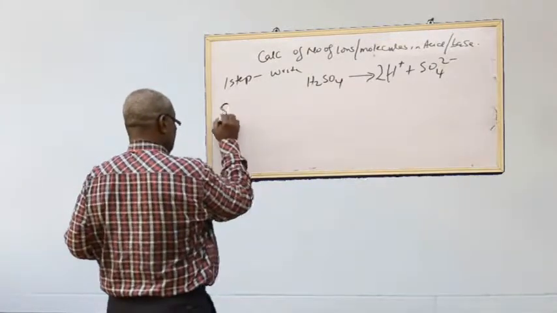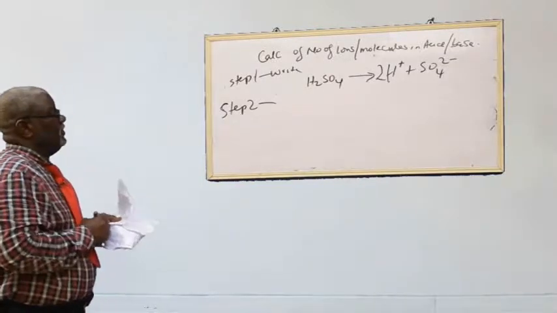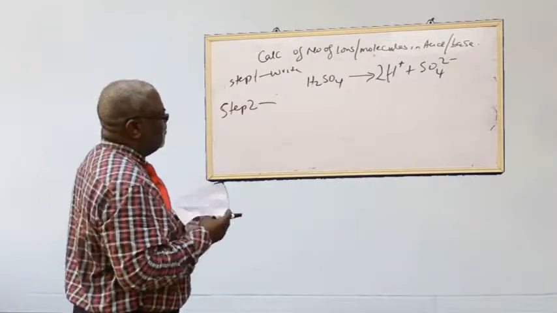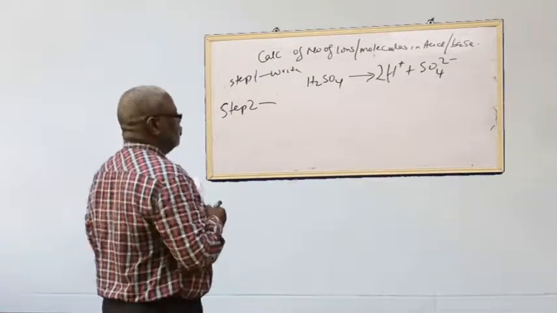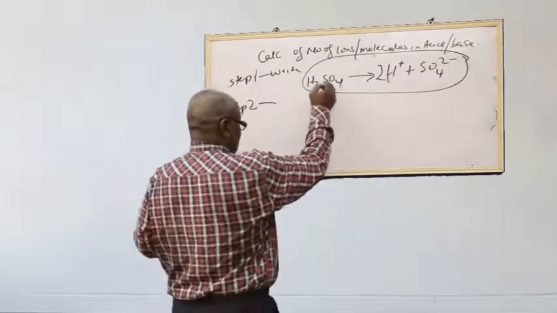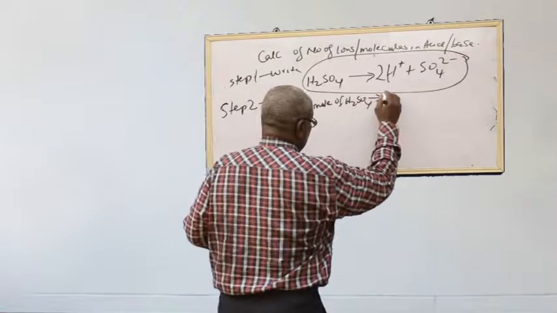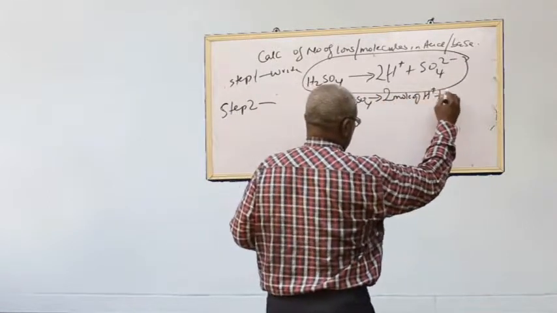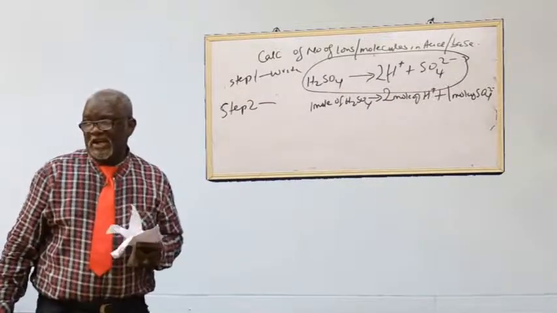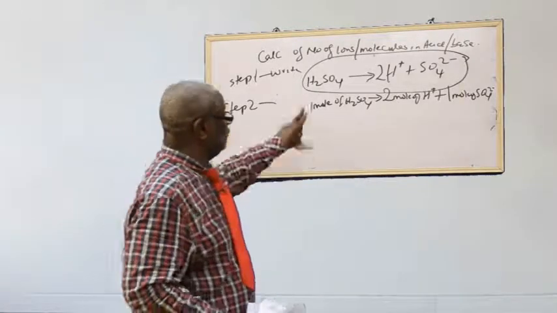Step 2. Use the ionization equation for 1 mole of the acid, base, or salt to express the number of ions in terms of number of moles. What do I mean by this? You want to express it in terms of mole: 1 mole of H2SO4 gives us 2 moles of H+ and 1 mole of SO4 2-.